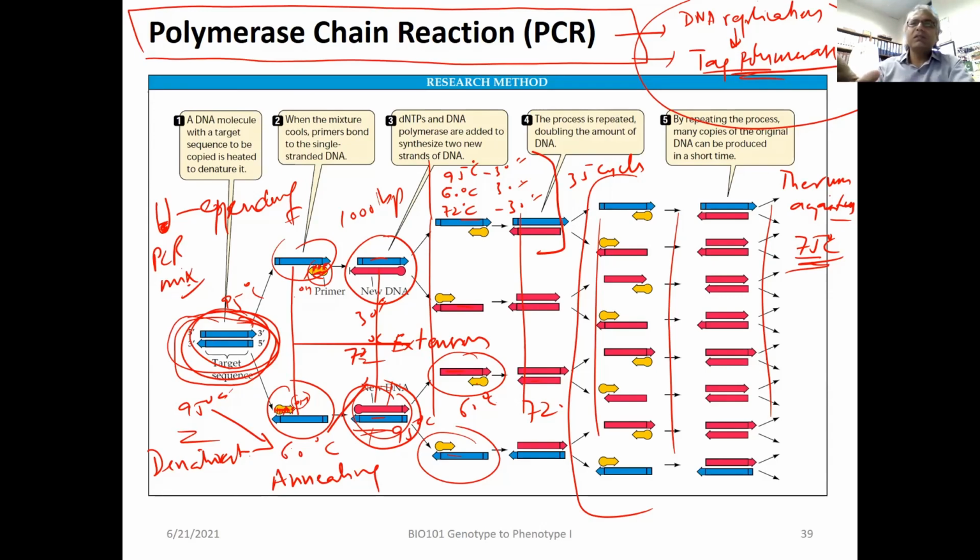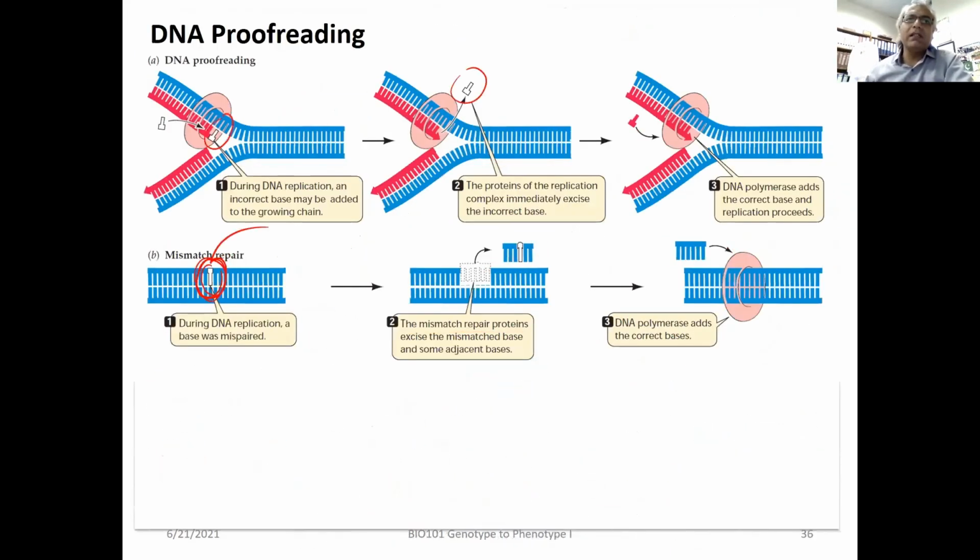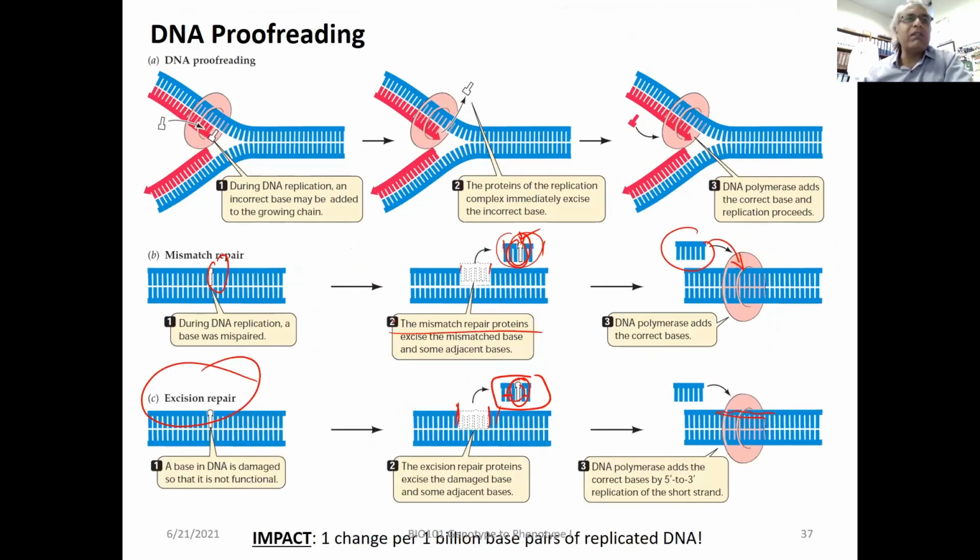So they are removed. For example, here you have a mismatch. DNA polymerase with its proofreading enzyme came in and removed this one. This particular nucleotide is thrown out, discarded, thrown in the bin, and replaced with the right one. Clear?